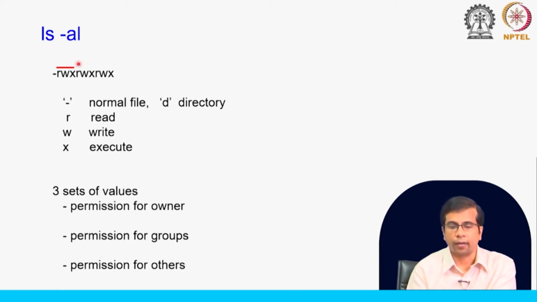The second rwx is for groups. There could be Linux groups and they also have read, write and execute permissions. The third set of rwx is the permission for others. So, you have these 3 sets of values for read, write and execute. Now, the question is, can we change these permissions? We see these rwx values, can we change them?